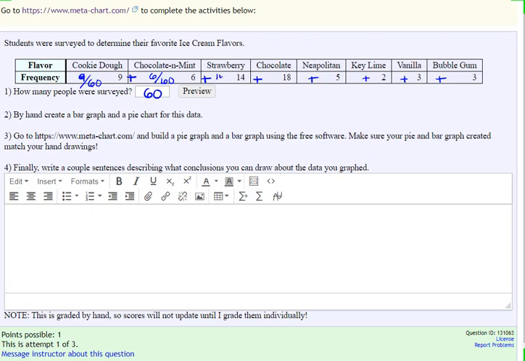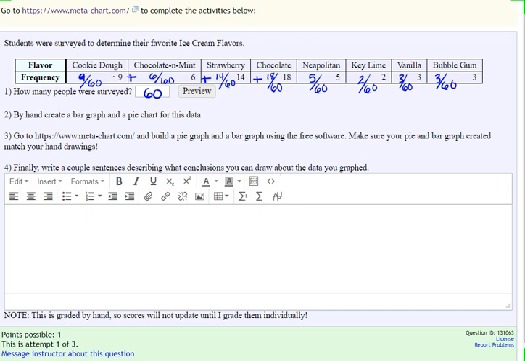Strawberry is 14 out of 60 surveyed. Chocolate is 18 out of 60 surveyed. Neapolitan is 5 out of 60. Key lime is 2 out of 60. Vanilla is 3 out of 60. And bubblegum is also 3 out of 60.